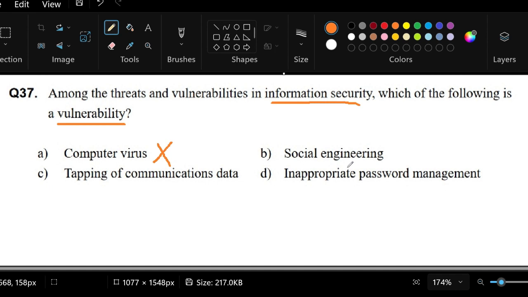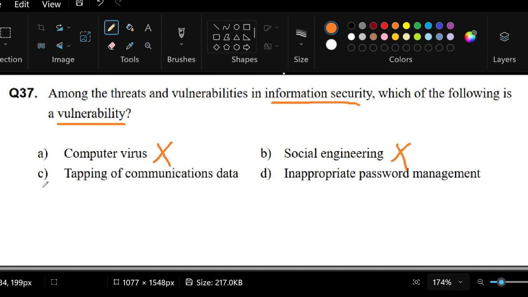So in this case, I think this is also kind of like a vulnerability, but more of a way to attack. You use social engineering to find out how to exploit a system. And it's more of a proactive, aggressive kind of technique.